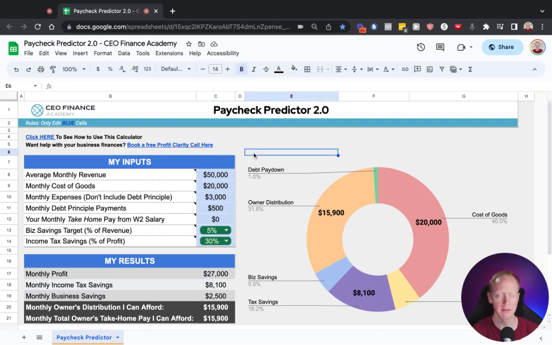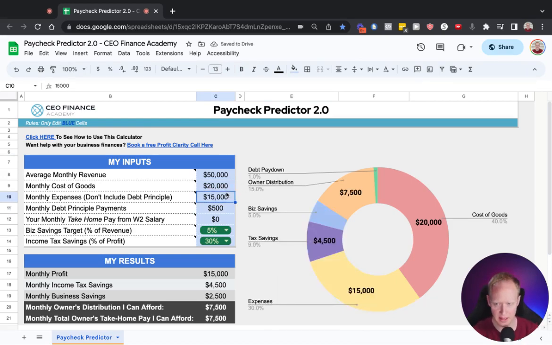So if you have a car payment on a car loan, or maybe you own your building and so you make a mortgage payment, you just wouldn't want to put anything that is a debt principal. So if it's on your profit and loss statement, pop it in here. So let's say I've got 15,000 of monthly expenses, or in this month I have 15K.